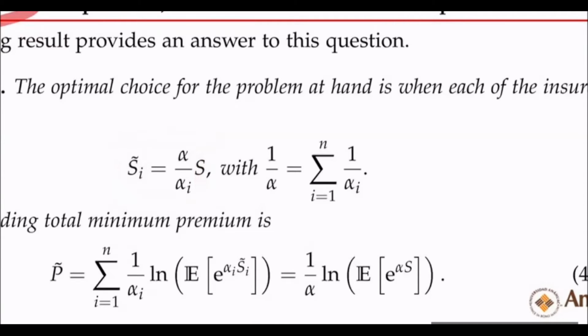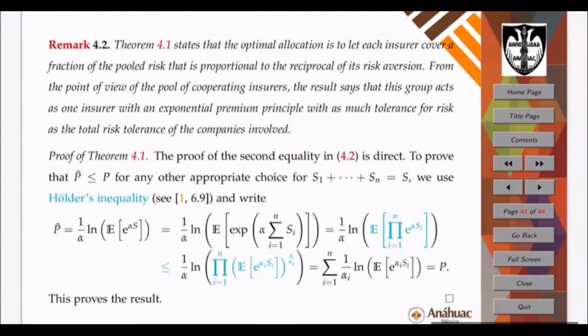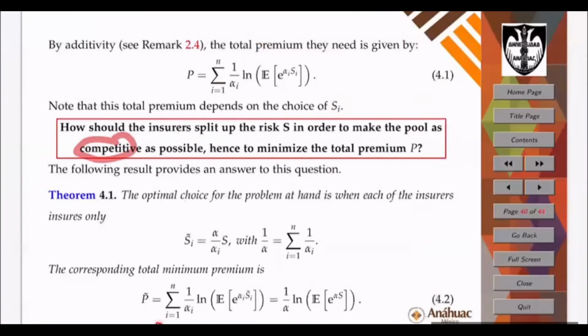So as you can see, this risk here is the risk that the conglomerate of all the insurers is facing. But the risk that the ith insurer is going to face by itself will be given by this expression, which is just a proportion of the whole risk. So the first part of the proof, the result says, is supposed to be straightforward, that this thing here equals this thing here.